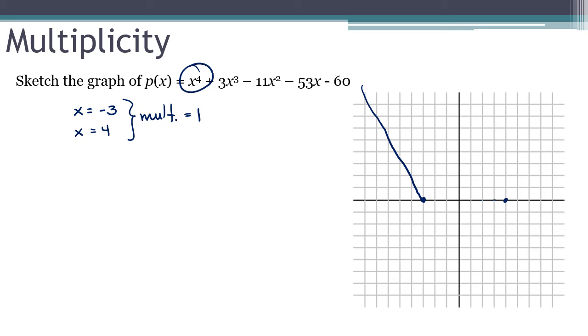Where is the y-intercept of this thing? Well, p of 0 is equal to -60. So the actual y-intercept, if I was drawing this to scale, would be way down here somewhere. But keep in mind that all we're doing is sketching. We're just trying to get the general shape of this thing, and it's going to look something like that.